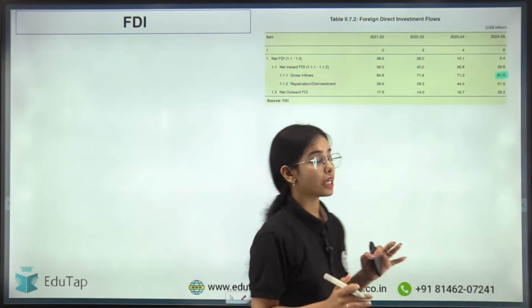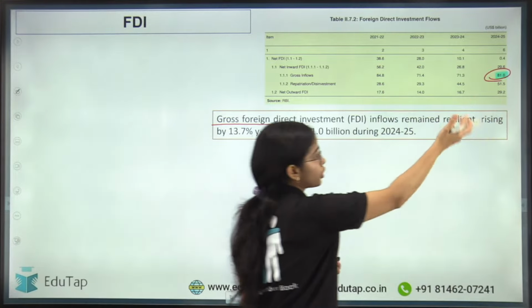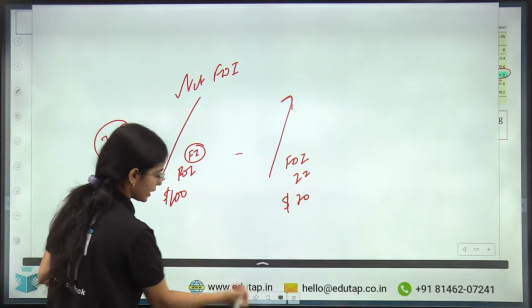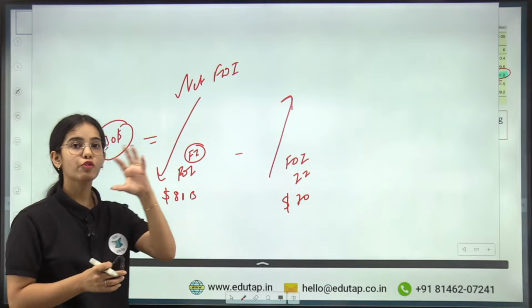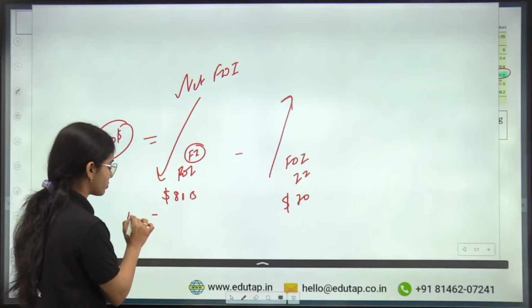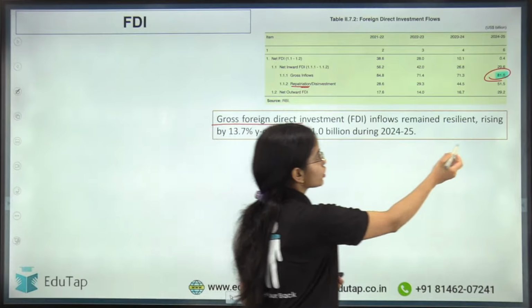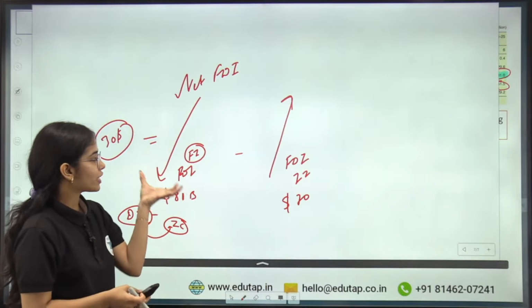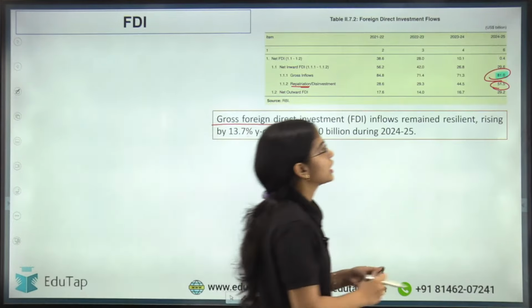Here you can see that in the net FDI, first of all, the gross foreign direct investment, the total we have received, is $81 billion. But at the same time, many foreign investors are taking out their money. They are selling their shares, so foreign direct investment has reduced in Indian companies. There is disinvestment happening. This disinvestment or repatriation was $51.5 billion. That's why the net inward FDI is not $81 billion, but only $29.6 billion.